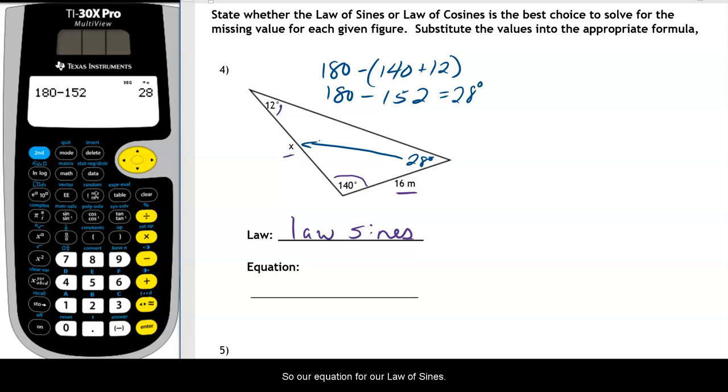So our equation for our law of sines, we will have x over sine 28 equals, and we're going to have to use the one with the other side, so that would be the 12, and it goes with the 16. So 16 over sine of 12.